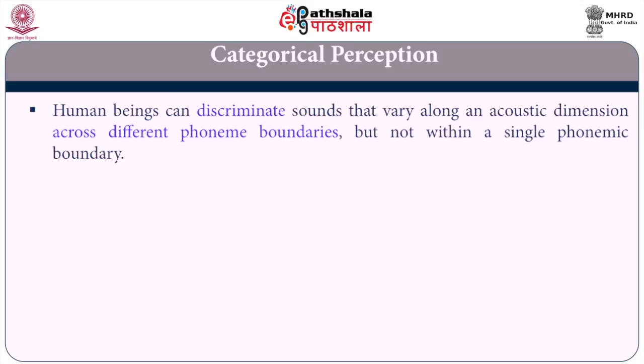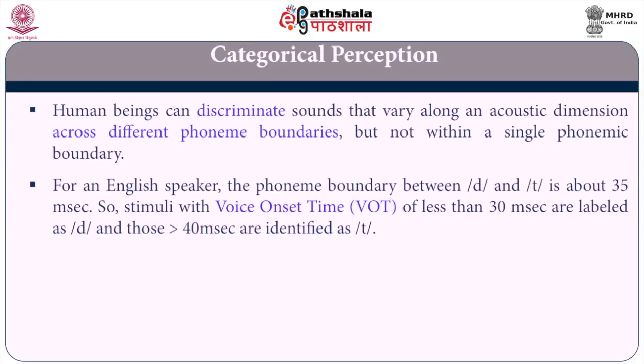So for instance, for English speakers, the phoneme boundary between ta and da is about 35 milliseconds. You have to realize that speech perception research has now advanced to an extent that we can make synthetic speech. You and I cannot control the voice onset time. Therefore, you use synthetic stimuli to do this experiment on categorical perception.